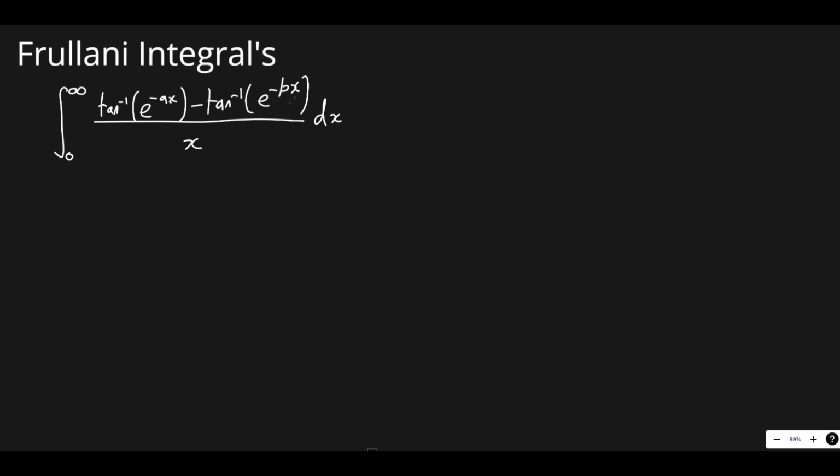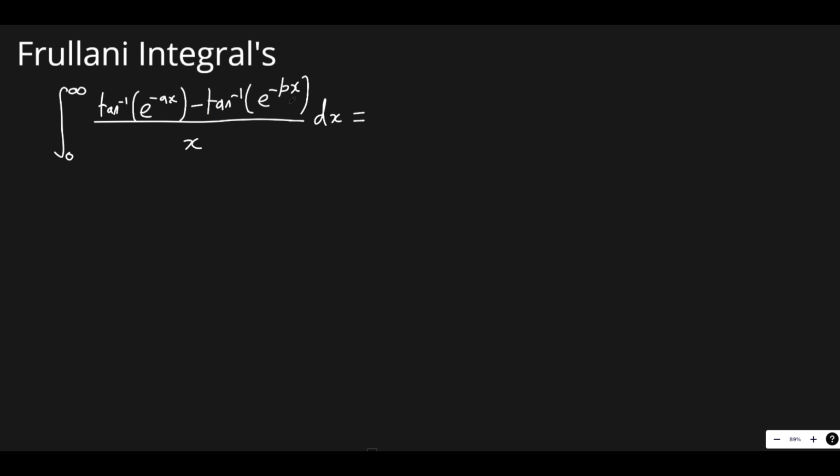So first of all, what's a good example that can be solved using a standard Frullani integral method? Well, something like this: the integral of inverse tan of e to the minus ax, minus inverse tan of e to the minus bx, divided by x dx. This is something that's quite nasty. It almost looks like there might not be a nice number that this comes out to be, but believe me, it is a really nice number.